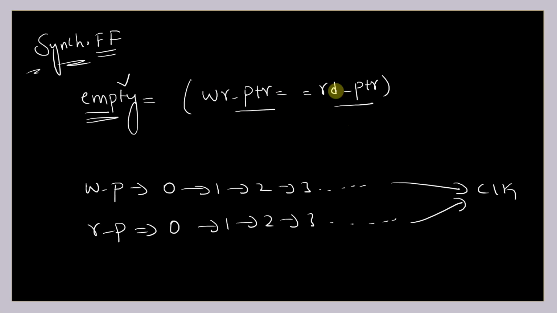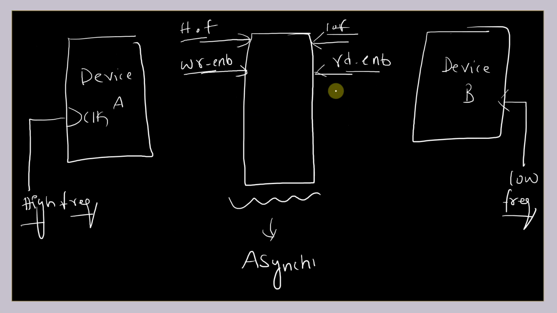Now what is going to happen here? Device A is writing the data into the memory with the high frequency clock, and device B is reading the data with the low frequency clock. Now, what is going to happen over here? Let us try to understand.